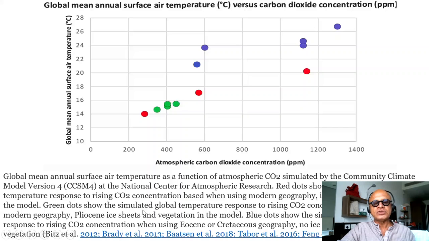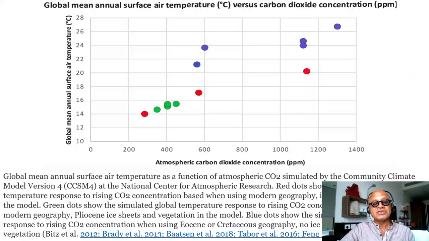The green dots show simulated global temperature response to rising CO2 concentrations when using modern geography, but Pliocene ice sheets and vegetation in the model. So you can see that the sensitivity of the Earth system during the Pliocene ice sheets is over here. We have already talked about climate sensitivity, and that's the range of temperature that we expect from the model, which has to be validated against observations, which is the purpose of doing these exercises.